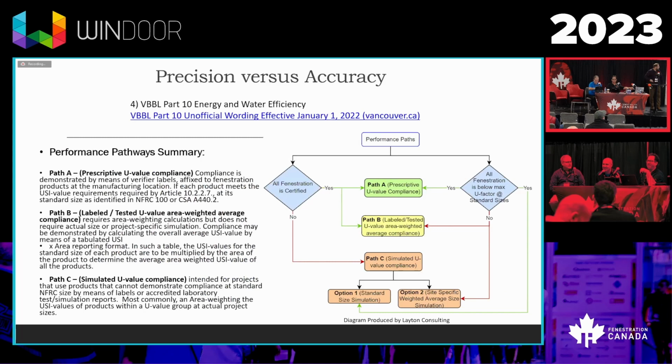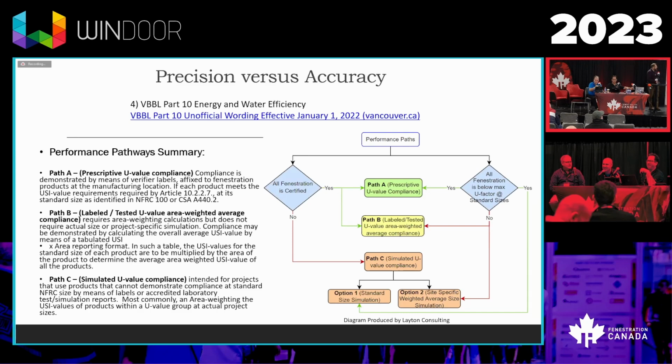Well, what we used to have was the City of Vancouver's VBBL, their own Part 10, Part 10 is energy, with these different compliance paths. And the way that we approached it was very pragmatic. Path A, prescriptive, your labels: if everything's below the threshold that they want, which went from 1.44 to 1.22, and all your products have that on their labels, great. Build, have fun, there's nothing holding you back on the energy side.